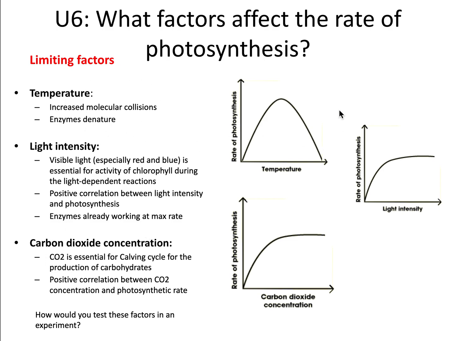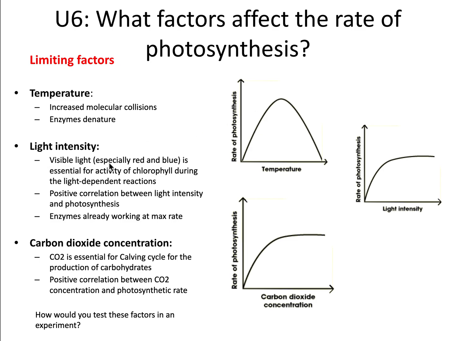For temperature, here's a graph representing how fast the rate of photosynthesis is. There is a perfect temperature, and there are enzymes involved in this photosynthesis process, and they can become denatured if it gets too hot. So notice that there is a perfect temperature for a very efficient rate of photosynthesis, and anything on either side of it is going to decrease the rate. A warmer temperature increases molecular collisions, so this is why it occurs more quickly.